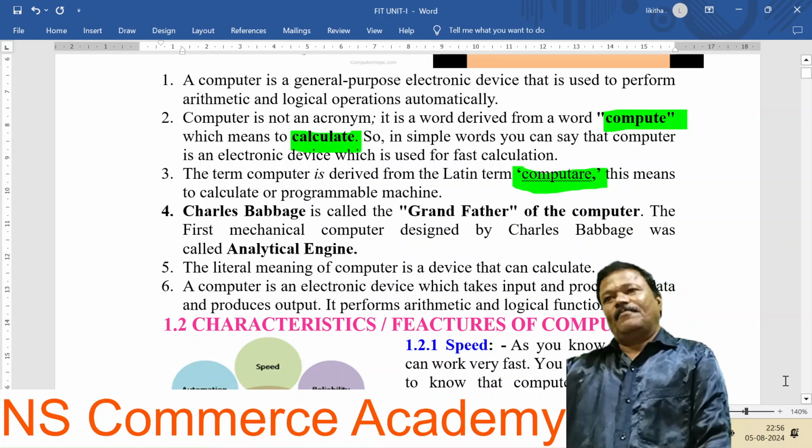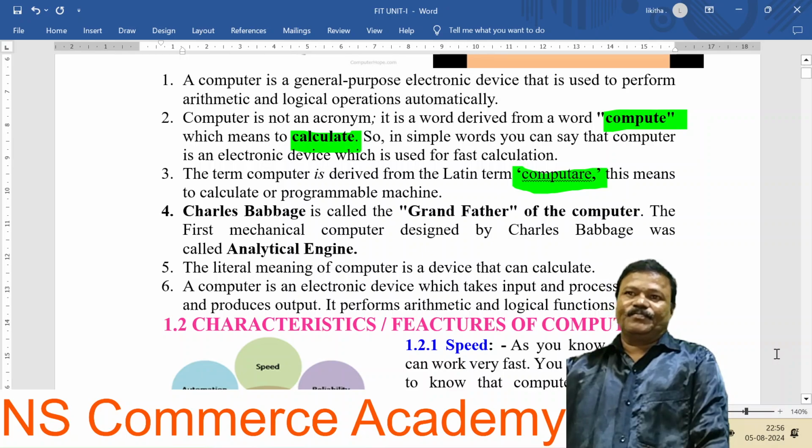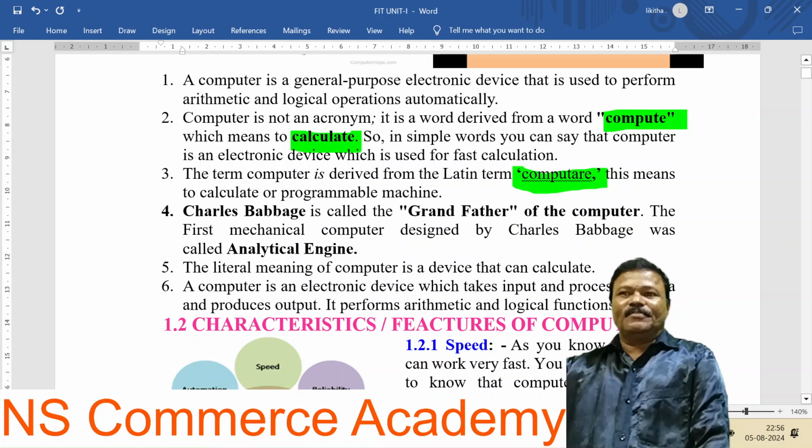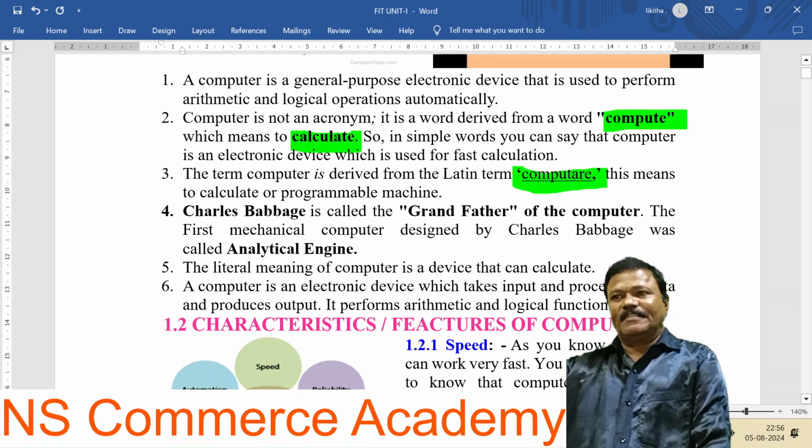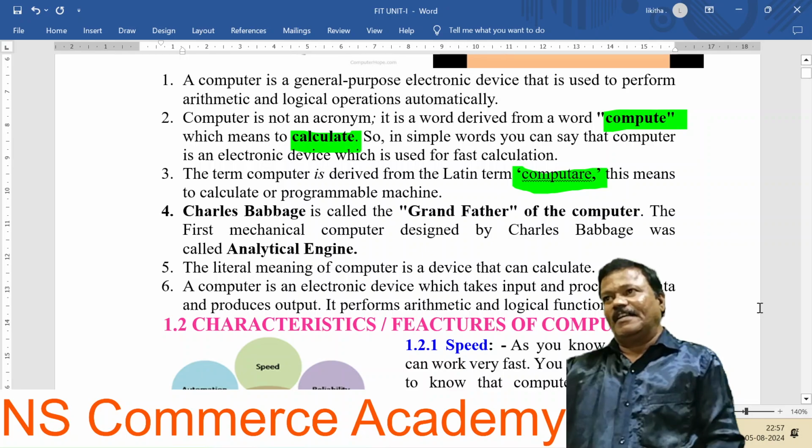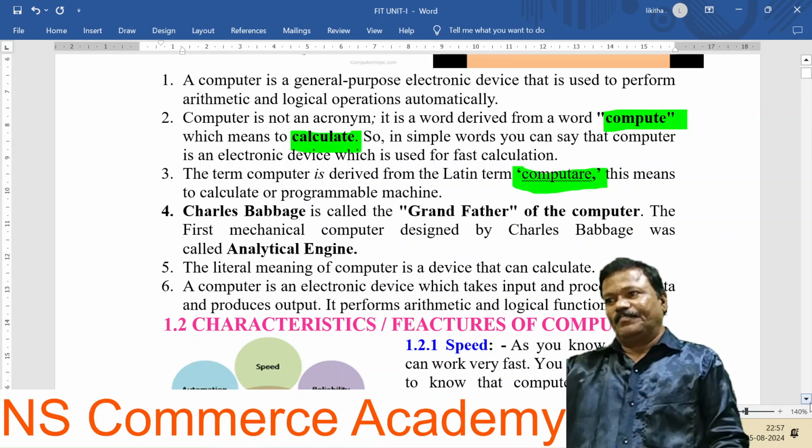The literal meaning of computer is a device that can calculate. It means a computer is an electronic device which takes input, processes the data and produces outputs. It performs arithmetical and logical functions. So the computer is used for fast calculations and to process the data. That's why the computer is also called a data machine.